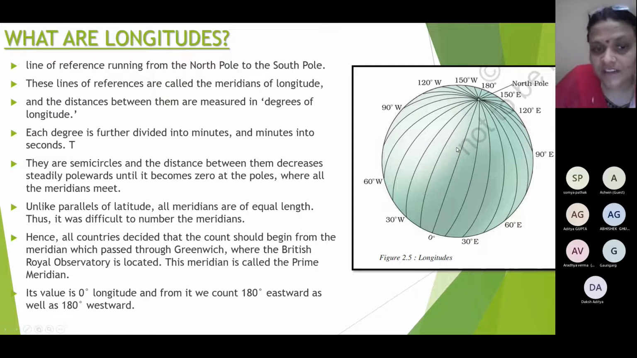Hence, all countries decided that the count should begin from the meridian which passes through Greenwich. Do you know what Greenwich is? It is the British Royal Observatory, where the meridian passes. So it is called the prime meridian, which I showed you. Its value is 0-degree longitude, and 180-degree eastward, as well as 180-degree westward.